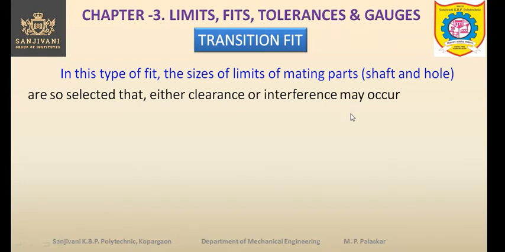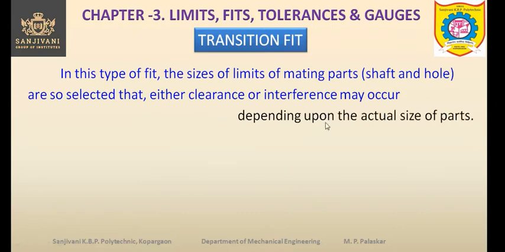We may get clearance or we may get interference, and this depends upon the actual size of the shaft and the hole. So in transition fit, we are selecting the sizes of the limits of the mating parts, which are called shaft and hole, such that clearance can also be present or interference can also be present, and this may depend upon the actual size of the part.